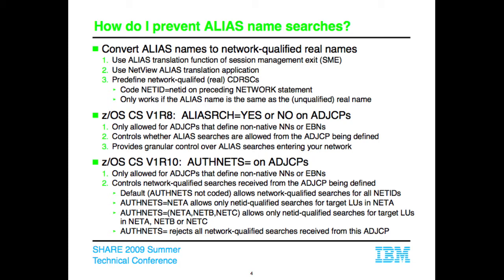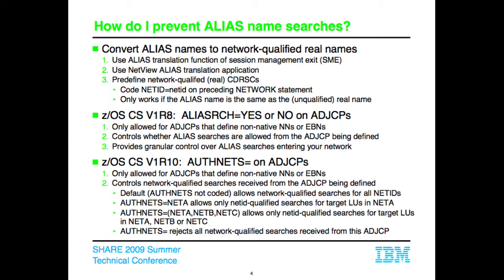And that way when the search request makes it to your network, you can use customized ADJSSCP tables and adjacent cluster tables to optimize the searching for that resource. That was all added in V1R8, and you can do that on an adjacent non-native node basis. So some nodes that you might consider trusted, you might allow alias searches to come in, like your test network.